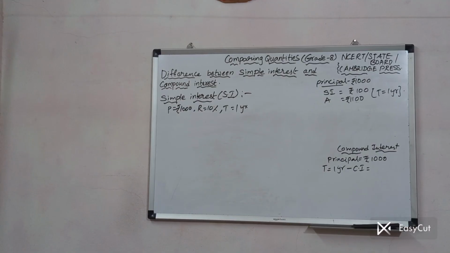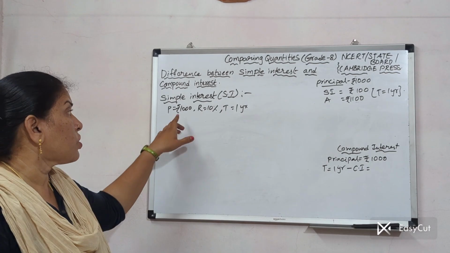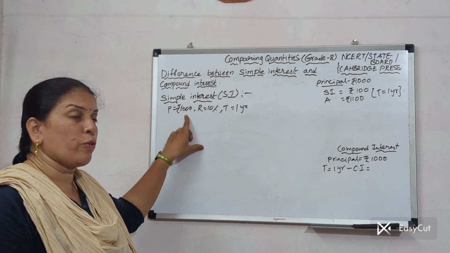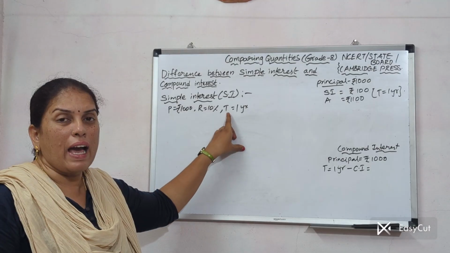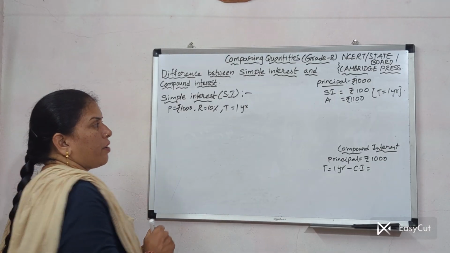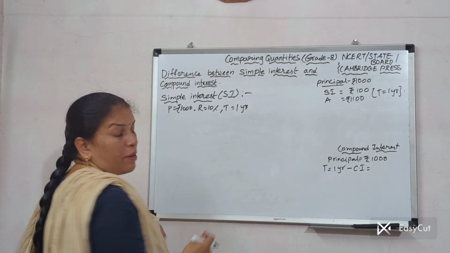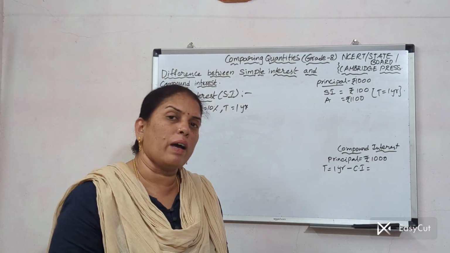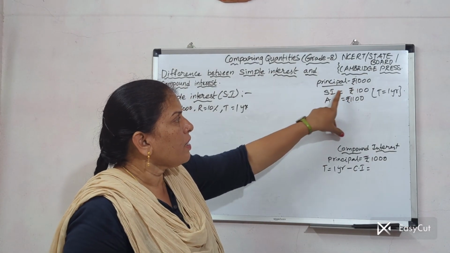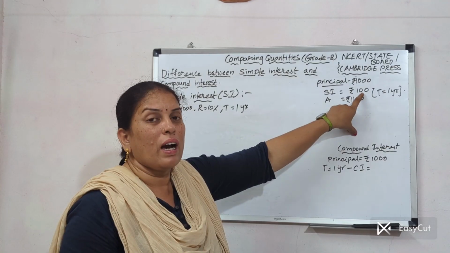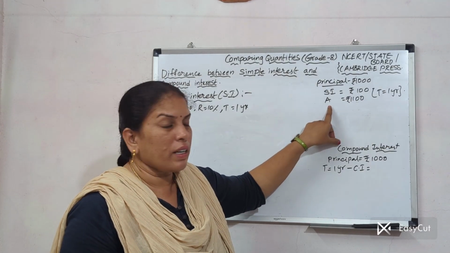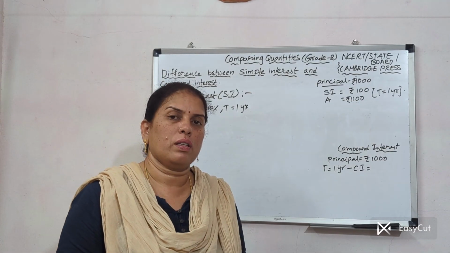See here children, in the previous question, principal is equal to 1000 rupees, our rate of interest is equal to 10%, time is equal to 1 year. We calculated simple interest and we got the amount also. For 1 year, simple interest is equal to 100 rupees. How much interest we got? 100 rupees. So amount is equal to 1100 rupees.